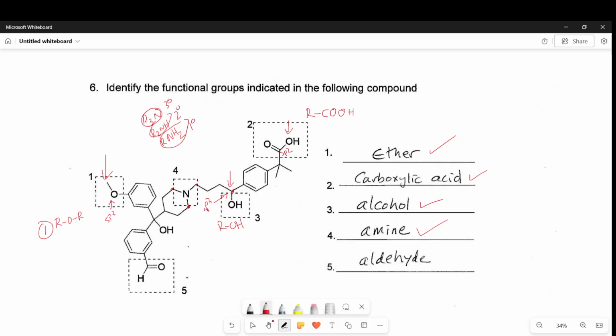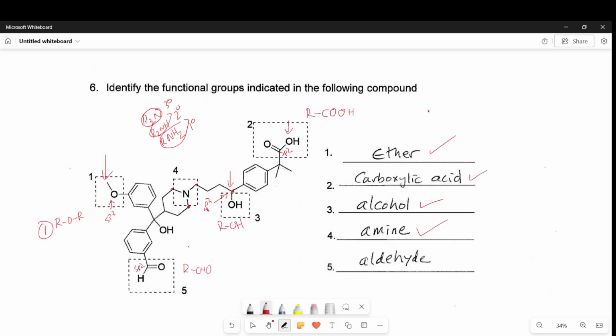Number 5. Number 5 is this carbon-oxygen bond, which is a double bond, an sp2 hybridized carbon. So this is RCHO. So this is an aldehyde. RCOOH. This has RCOH. So this is an aldehyde group. This is a carboxylic acid group. So I can add more in this.